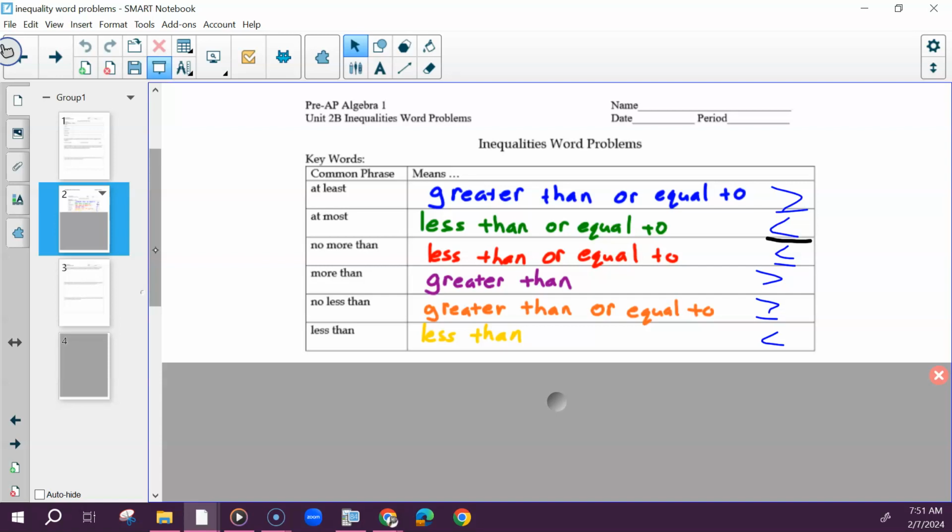No more than and no less than are opposites of what they say. So no more than is less than or equal to, similar to at most. I have no more than $10 to spend at the store. I can't spend more than what I have. More than is greater than, less than is just less than. No less than is greater than or equal to. I have no less than 25 students. I have at least 25 students in here, but I could have more.